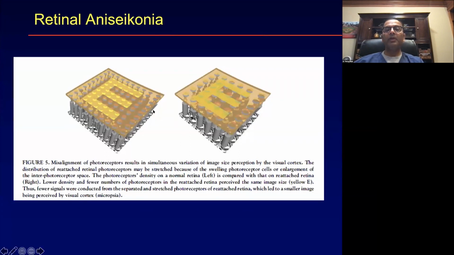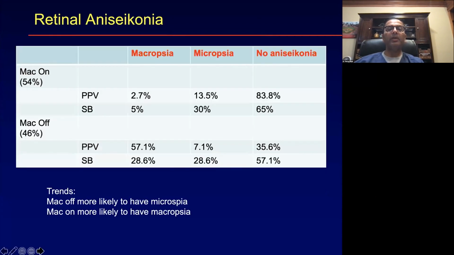This just shows you a misalignment of photoreceptors. You have fewer photoreceptors here and more here. So there are fewer signals in the image on the left versus the right. The photoreceptor density on this is normal, and this is a retinal reattachment. So when these patients have less of this, they're going to get micropsias. So this is normal and this is abnormal. That's a very important point with macropsias and micropsias. Macula off patients are more likely to have micropsias, and macula on more likely to have macropsias.